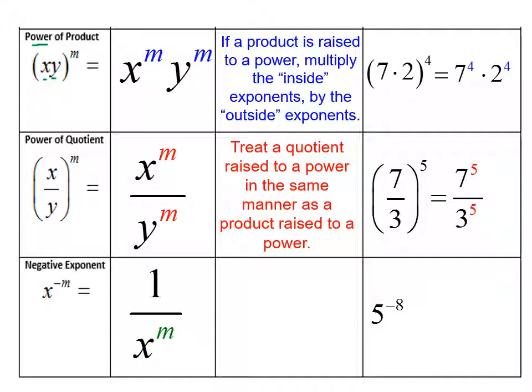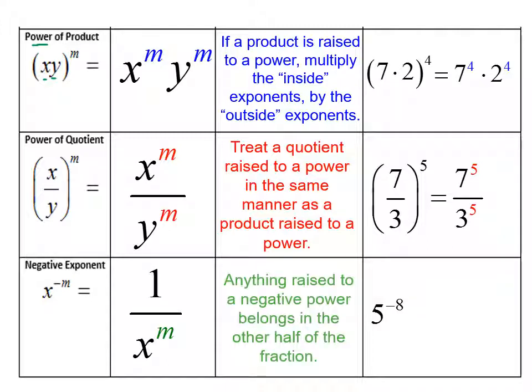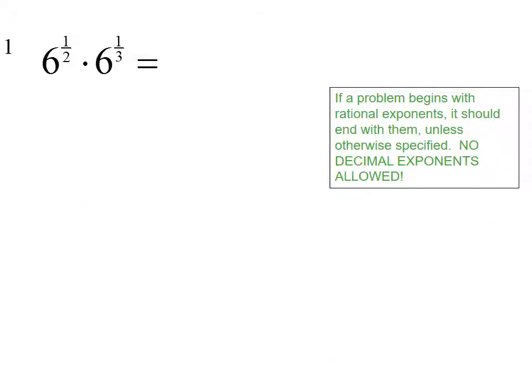Negative exponents. Anytime we have a negative exponent, we're going to write it as a reciprocal. So this is 1 over x to the m. Anything raised to a negative power belongs in the other half of the fraction. So 5 to the negative 8 power is 1 over 5 to the 8th power.